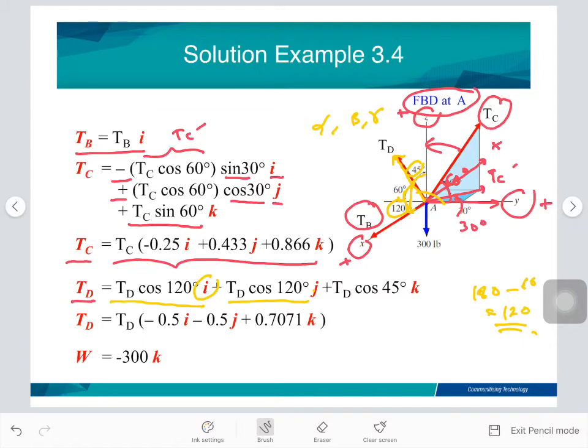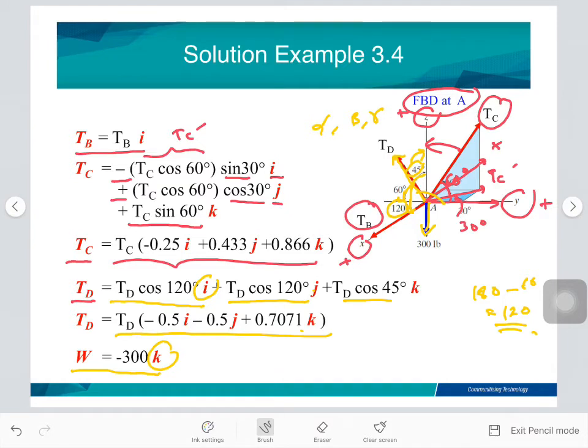And the last one, TD cos 45 here. Okay, 45 degree. So you can simplify: TD is equal to negative 0.5 I minus 0.5 J plus 0.7071 K. Okay, the last one, we need to resolve the weight into Cartesian. So here negative, because the weight is in the negative Z direction. This is negative K.